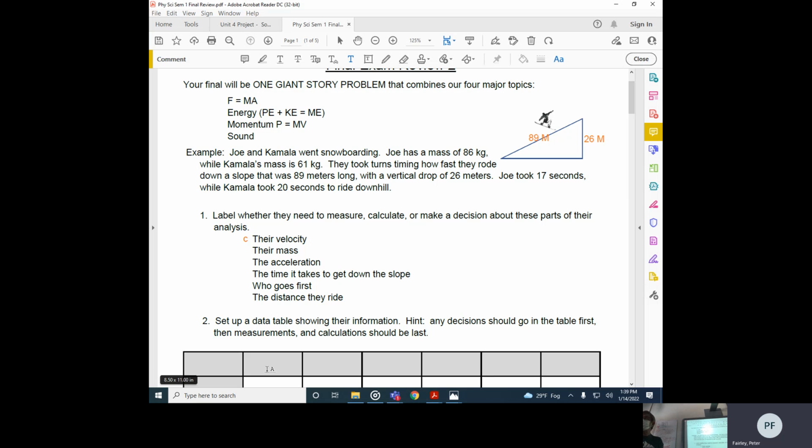What about mass? Well, we don't decide what Joe's mass is. We have to measure his mass. What about acceleration? We have to calculate that one. We have to do some math. What about the time it takes to get down the slope? Did we start and stop a stopwatch to measure that? Yeah, that was a measurement.